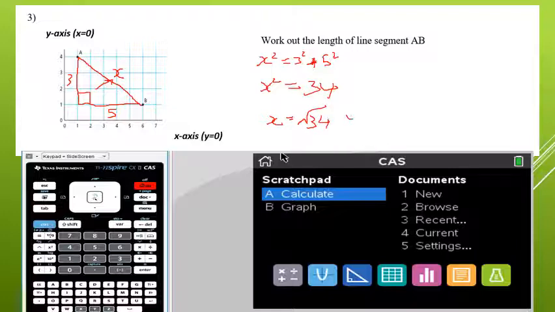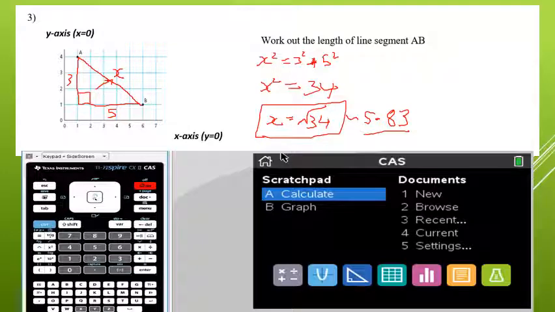And as I'll show in a moment on the calculator, that's approximately 5.83. If the question asks for decimal places, then you give the answer to the number of decimal places given. If it doesn't ask for decimal places, then the exact value, the surd value, is the answer we should be giving. Okay, the next thing we'll look at is how to use our calculators correctly here.